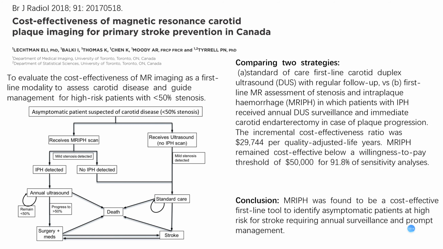A Canadian group evaluated the cost-effectiveness of MR imaging as a first-line modality to assess carotid disease and guide management for high-risk patients with less than 50% stenosis. They concluded that compared with carotid duplex ultrasound, using MR imaging as a first-line method to detect the presence of intraplaque hemorrhage provides clinically useful and cost-effective information that allows for enhanced risk evaluation and primary stroke prevention.